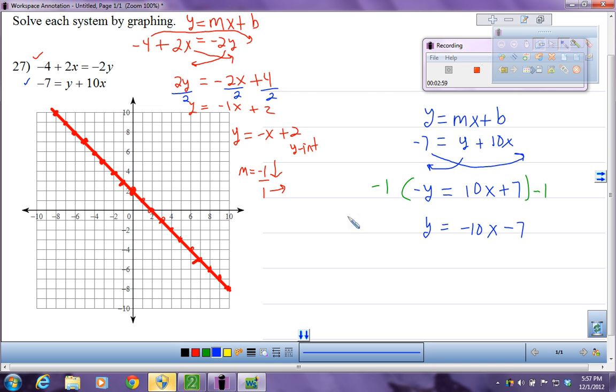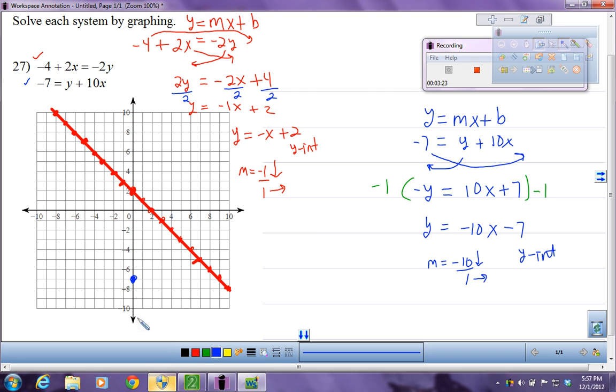I left the y by itself now. So our y-intercept is negative 7. And our slope is negative 10, but we need a rise over run, so we put negative 10 over 1. So that gives you change of y is negative, goes down. Change of x is positive, goes to the right.